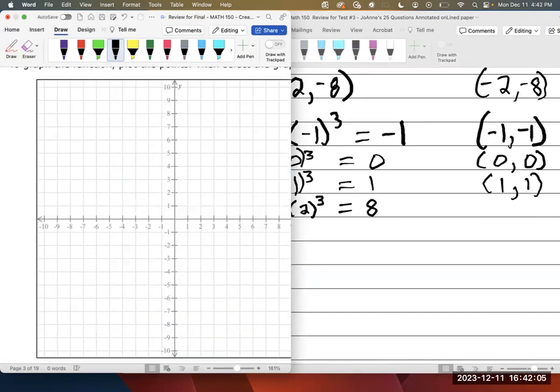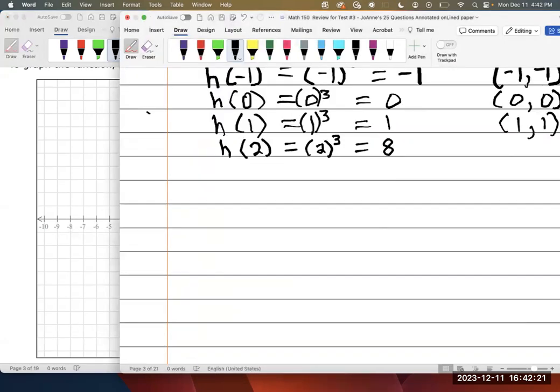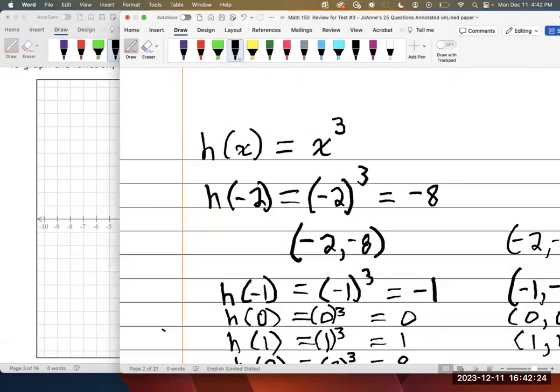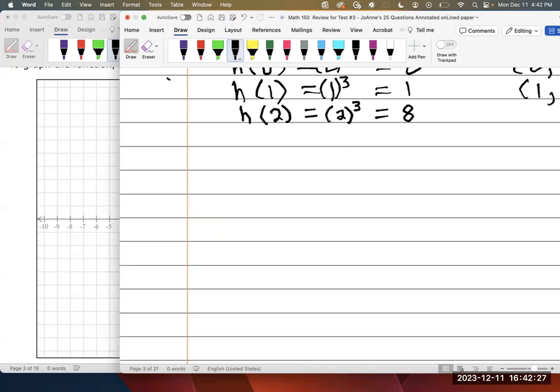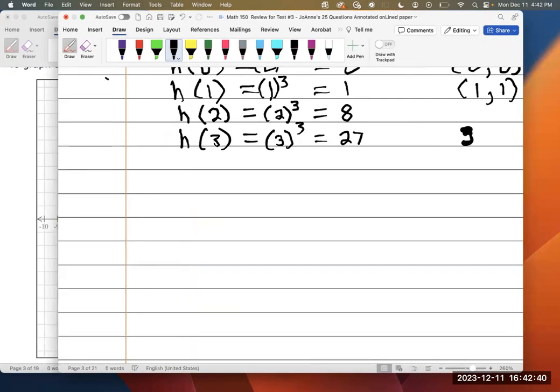I have the point -2, -8. I have the point -1, -1. The points 0, 0, 1, 1, 2, 8. If I were to pick another number, h of 3, put the number 3 into my function named h. The function again takes what it's given and cubes it. 3 times 3 is 9, times 3 is 27. So that means if my input is 3, my output will be 27.